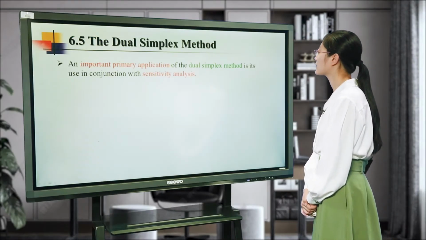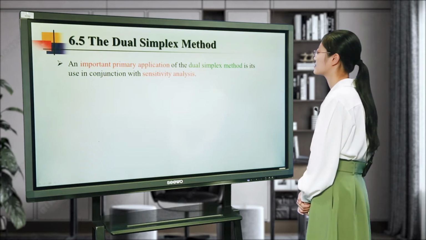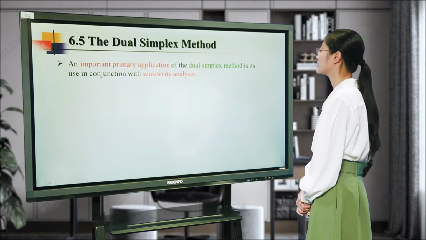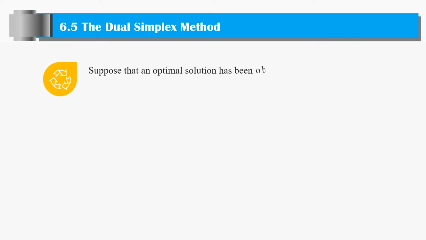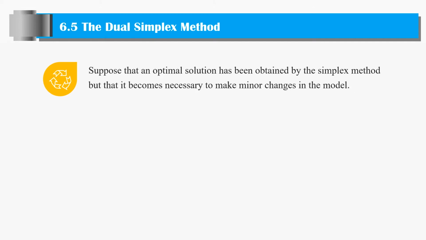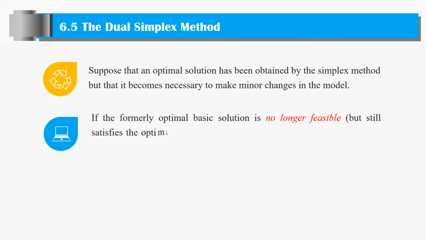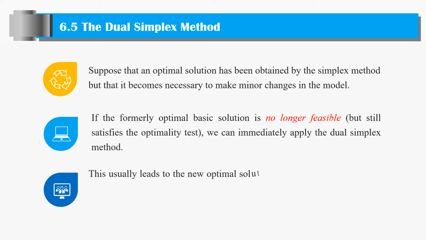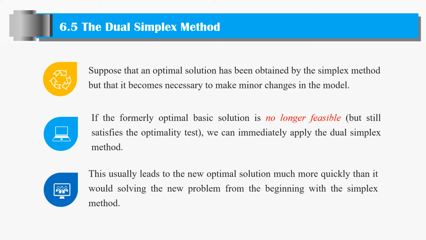An important primary application of the dual simplex method is its use in conjunction with sensitivity analysis. Suppose that an optimal solution has been obtained by the simplex method, but that it becomes necessary to make minor changes in the model. If the formerly optimal basic solution is no longer feasible but still satisfies the optimality test, we can immediately apply the dual simplex method and find an optimal solution. This usually leads to the new optimal solution much more quickly than solving the new problem from the beginning with the simplex method.